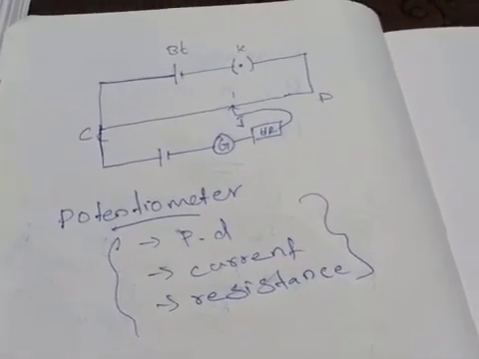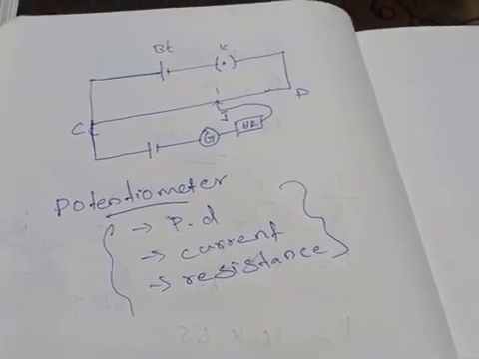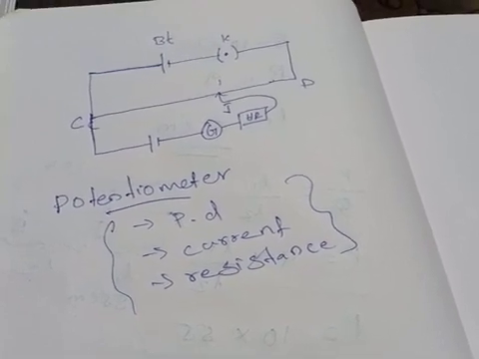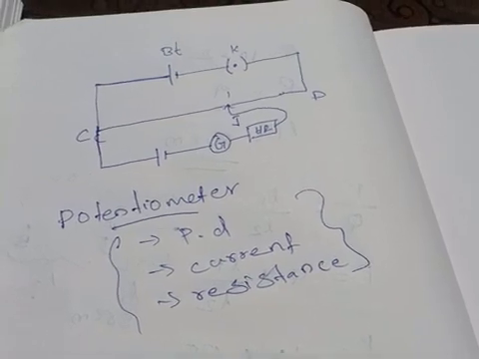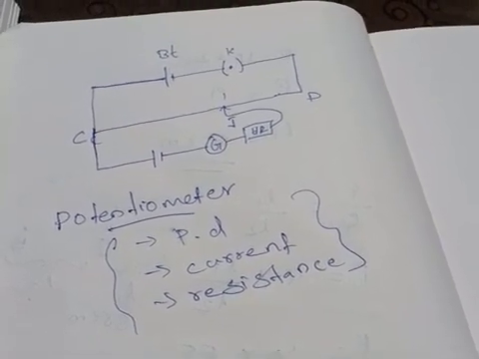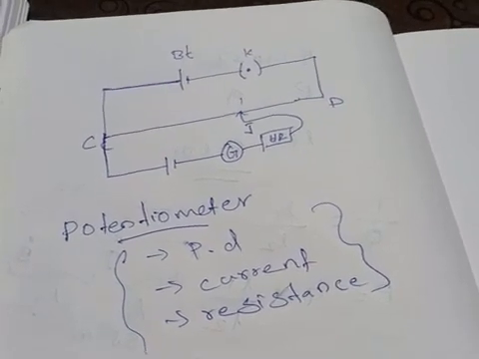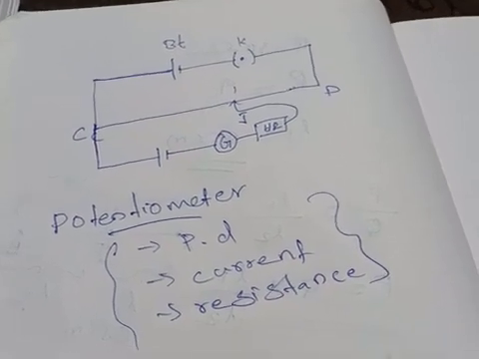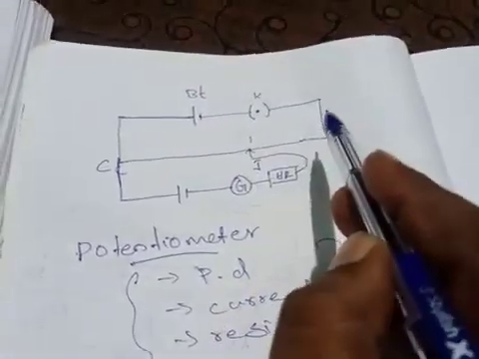So easily you can measure the potential difference between 2 points by using this potentiometer. Current you can measure accurately, resistance you can measure accurately, and how it is constructed, that is what the next thing we are going to see. Actually, you can see that the diagram is looking like something like meter bridge only, isn't it? So here the diagram only half part is given.